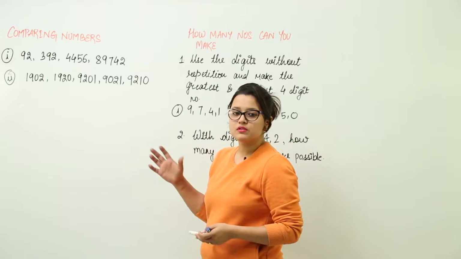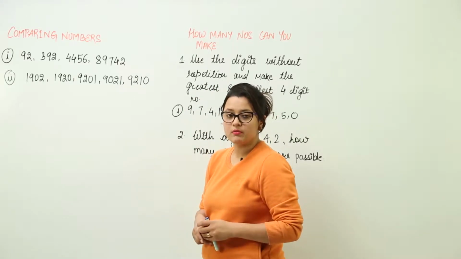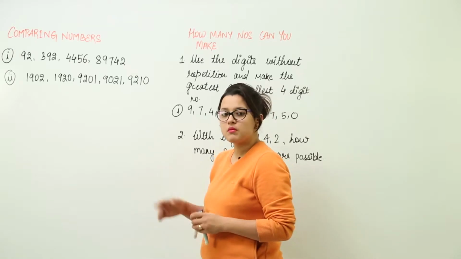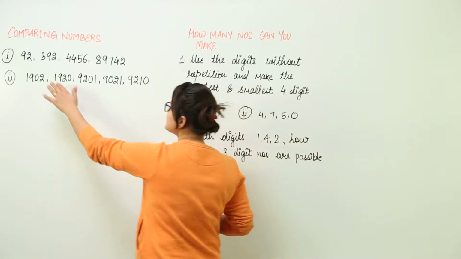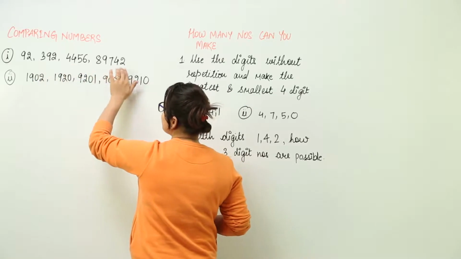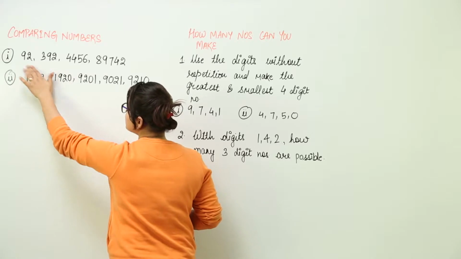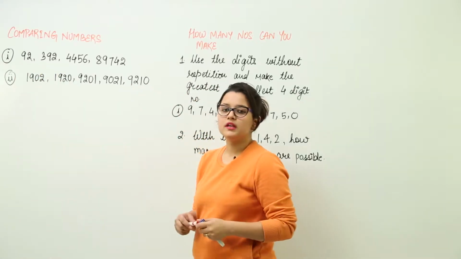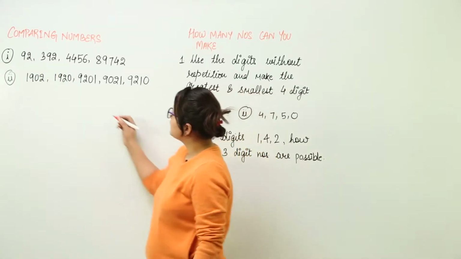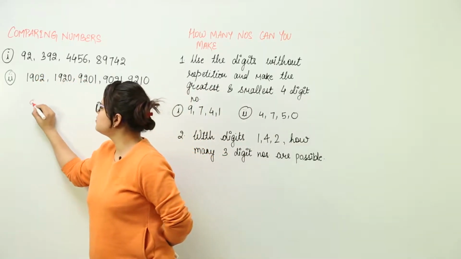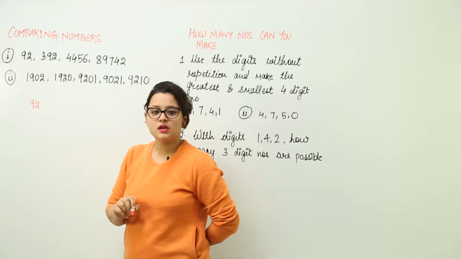Very simple. First of all, you can just directly look at the numbers and check whether it is a 2-digit number, 3-digit number, 4-digit number, and so on. So here we can see that we have a 5-digit number, a 4-digit number, a 3-digit number, and a 2-digit number. So we can directly come to know in the first one that the smallest out of all is 92 because it is a 2-digit number.